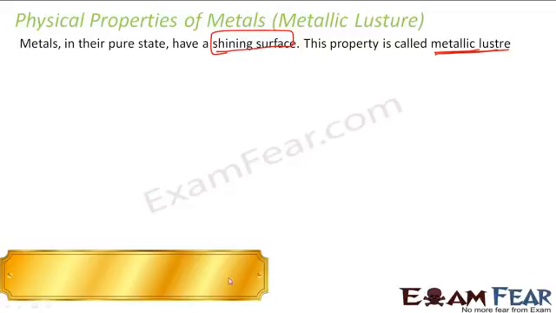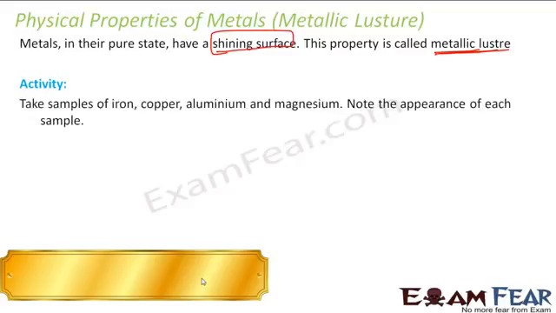If you see gold, it shines. If you see silver, it shines. Copper shines. So most of the metals have a shiny surface, and this property of the metal is called metallic luster. Hope you understand this. Most of the metals have a shiny surface, and this property is called metallic luster. And please note, I am saying most of the metals.